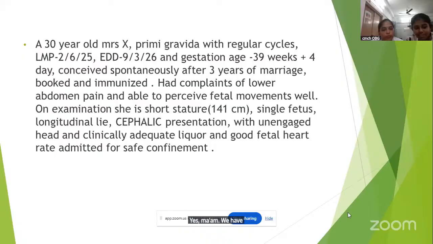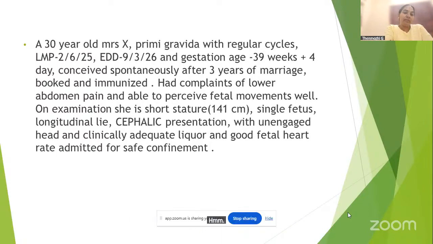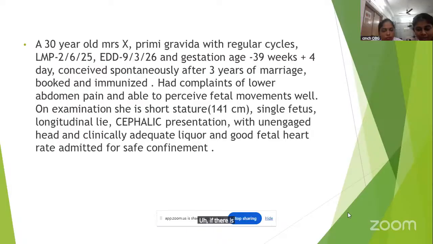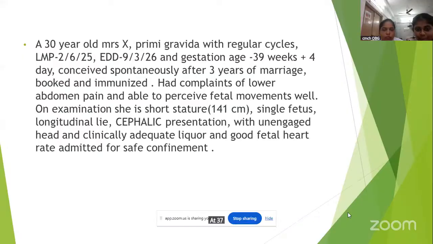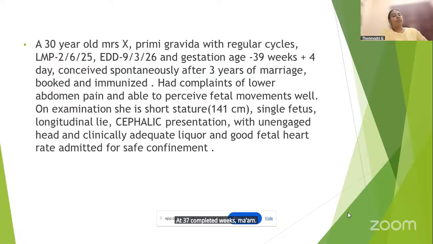We have to tell the patient about the trial of labor. When you plan, what instructions do you have to give her if she is having any pain? As previously discussed, when you go for the CPD assessment, at 37 completed weeks, or 38 weeks.